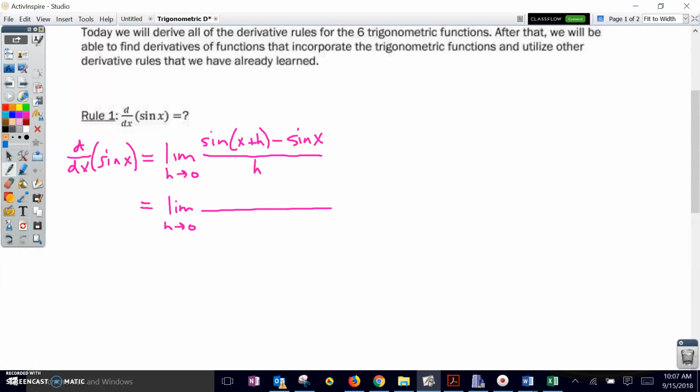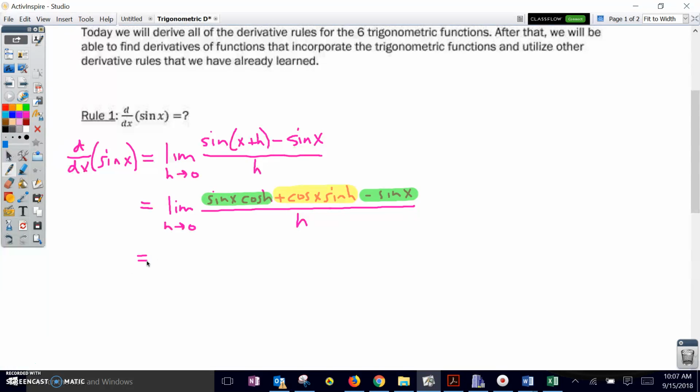The sine of the quantity x plus h is equal to sine of x cosine of h plus cosine of x sine of h. We still have this minus sine of x on the end here. Next I'm going to use limit properties, and I'm going to split this into two limits. A limit with the terms containing sine of x, so these two terms are going to be grouped together in one limit over h, and then everything else is going to be grouped together in the other limit over h.